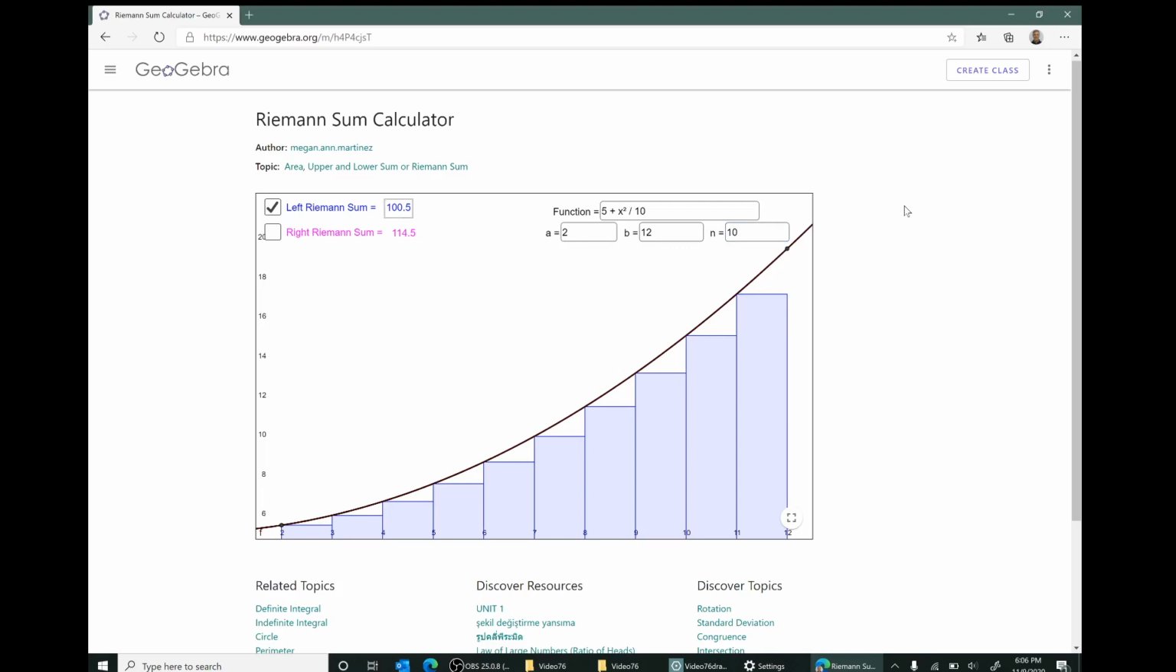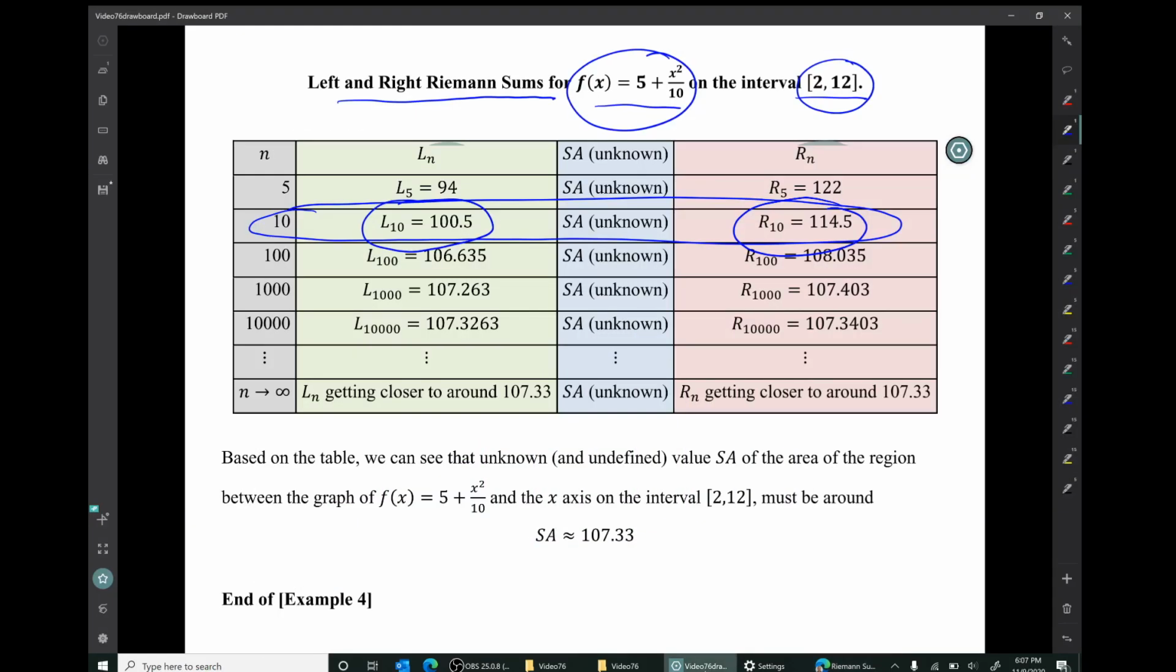And you can see a picture of this sum. All these rectangles are left rectangles. Every one of those rectangles touches the graph at the rectangle's left edge. The value is 100.5. Now let's switch and show the right sum. The right sum has value 114.5. You can see that each of these rectangles is a right rectangle. They touch the graph at the rectangle's right edge. So we have confirmed these values.